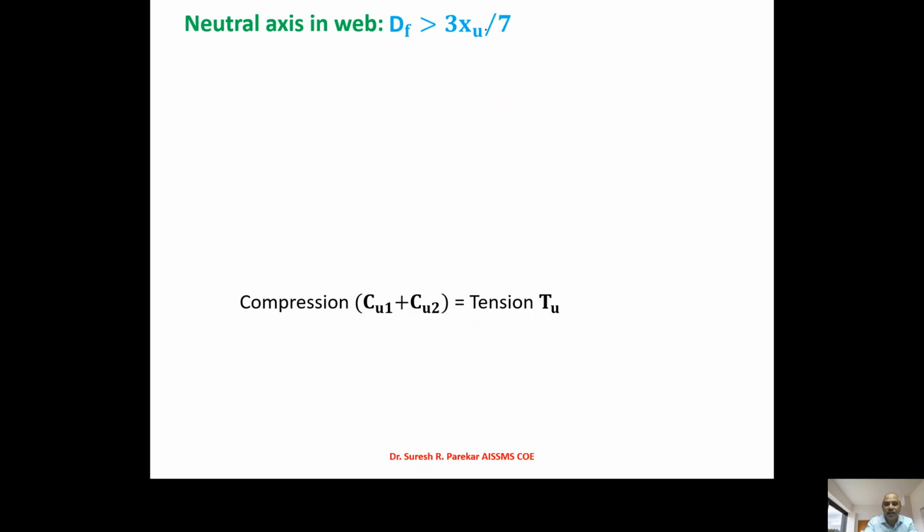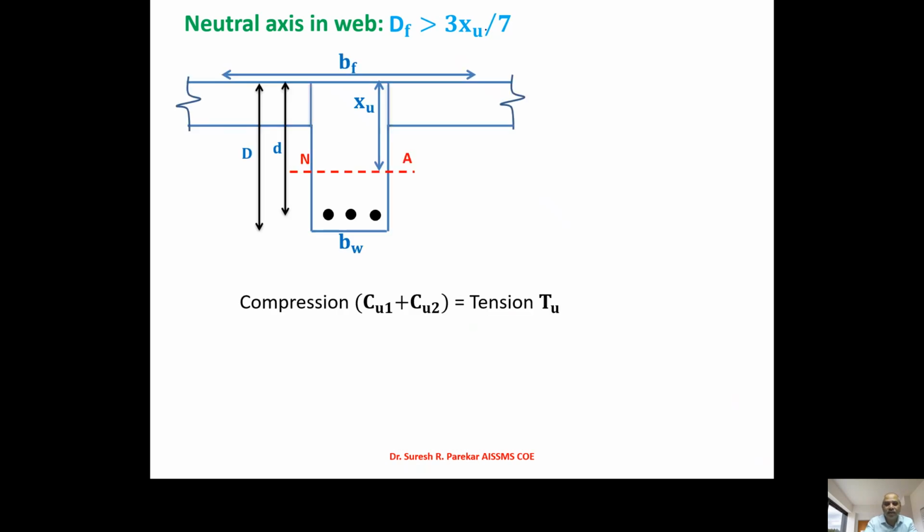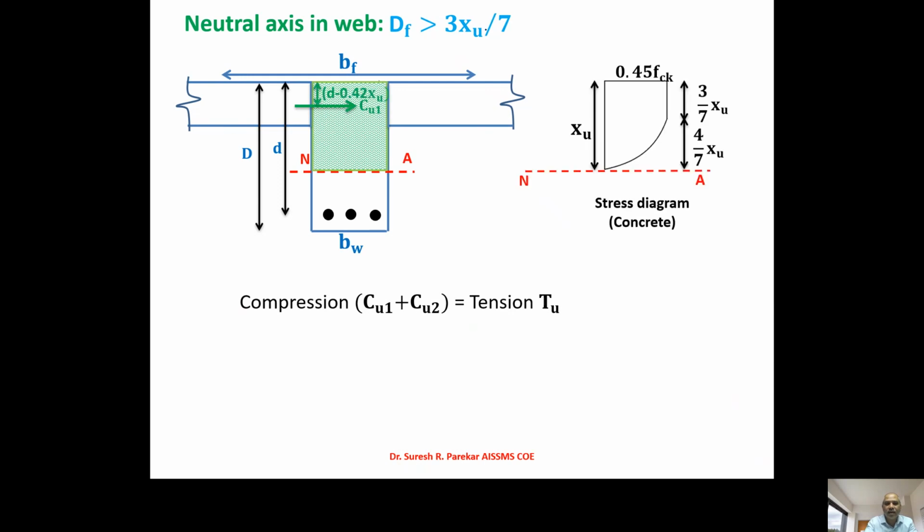Now in this, you can see if we go with the diagram, if you take this line, then you will come to know that your rectangular depth is less than your depth of flange, and therefore our whole concrete is not at 0.45 FCK, and a term is given for this, that is YF, so that we will see.